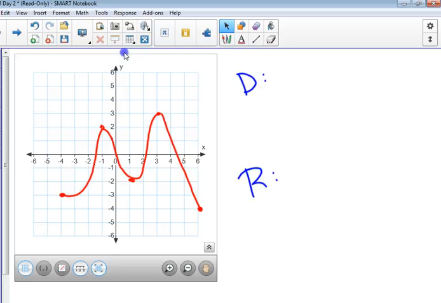Domain is X, right? It goes in alphabetical order too. I can't remember. It's like X comes before Y, C comes before R. Okay.